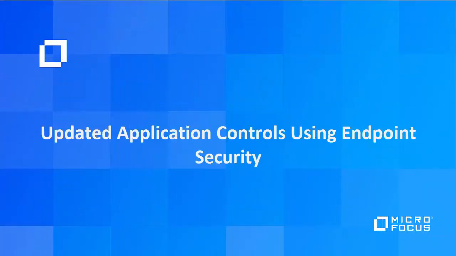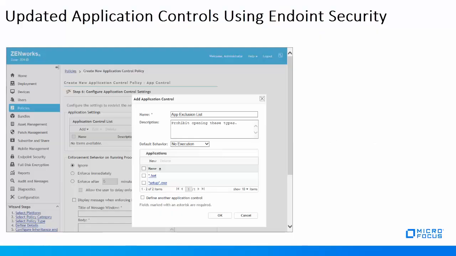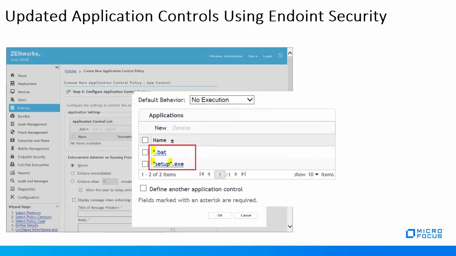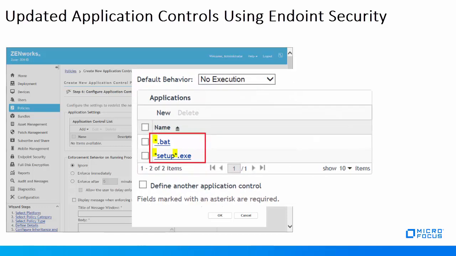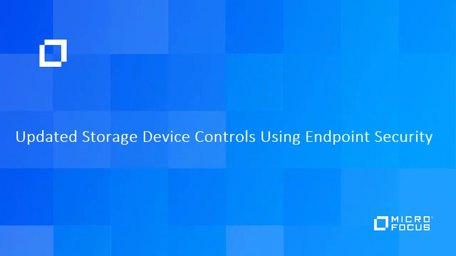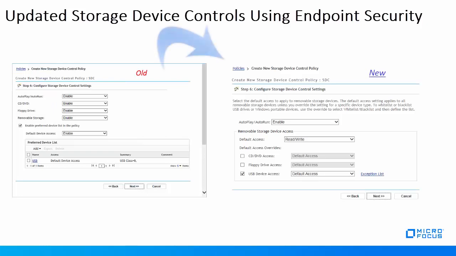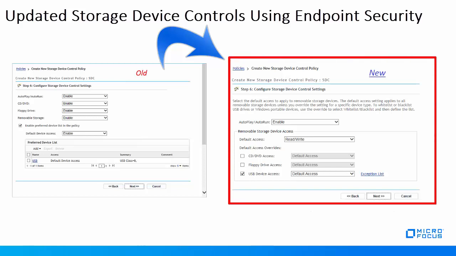Updated application controls using endpoint security. Enhancements made to the application control policy enable wildcard entries in application control lists, which provide more comprehensive access controls with less configuration overhead. Updated storage device controls using endpoint security. Enhancements made to the storage device control policy simplify policy creation and maintenance and pave the way for more controls in the next release.